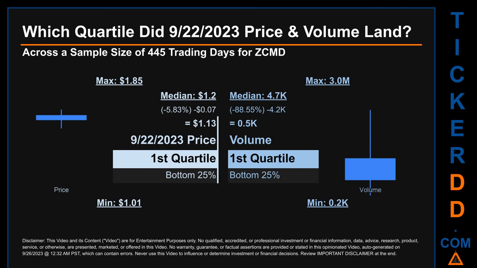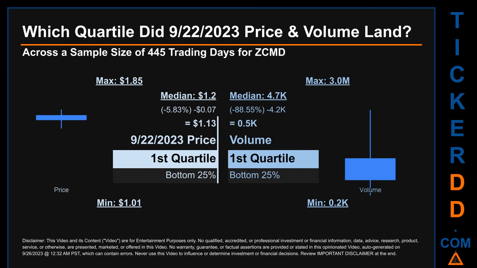The day's volume landed within the first quartile, at the bottom 25% of all sampled daily volume, which saw a max daily volume of 3 million and a minimum of 0.2 thousand. Quartiles tell us about the spread of a data set by breaking that data set into quarters, just like how the median breaks the set into half.